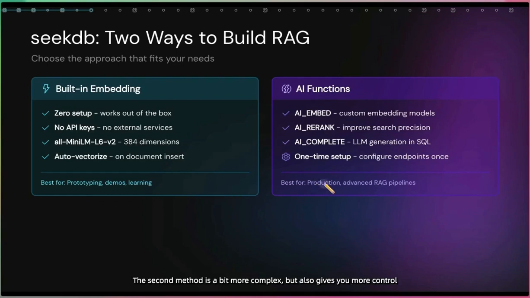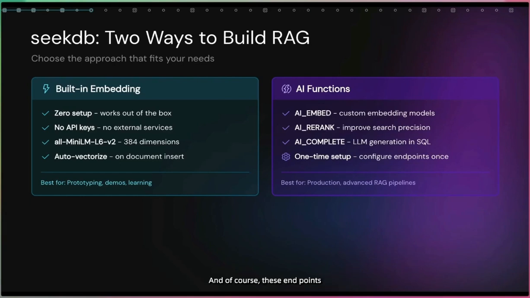The second method is a bit more complex, but it also gives you more control and is more powerful, and that's AI functions. This method provides a series of core functions. For example, here you'll see AI embed, which is used to generate vectors, AI rank for re-ranking, and AI complete for generating responses. With this approach, you need to configure these endpoints all at once.